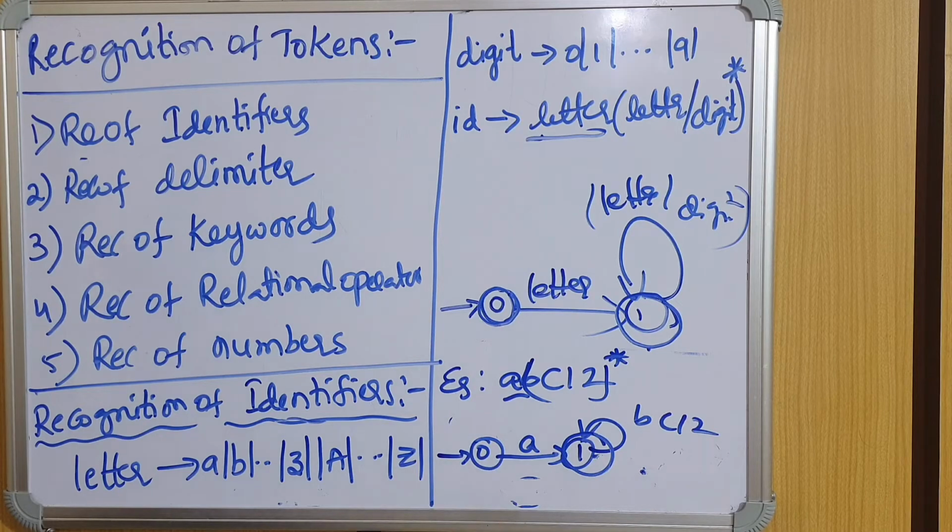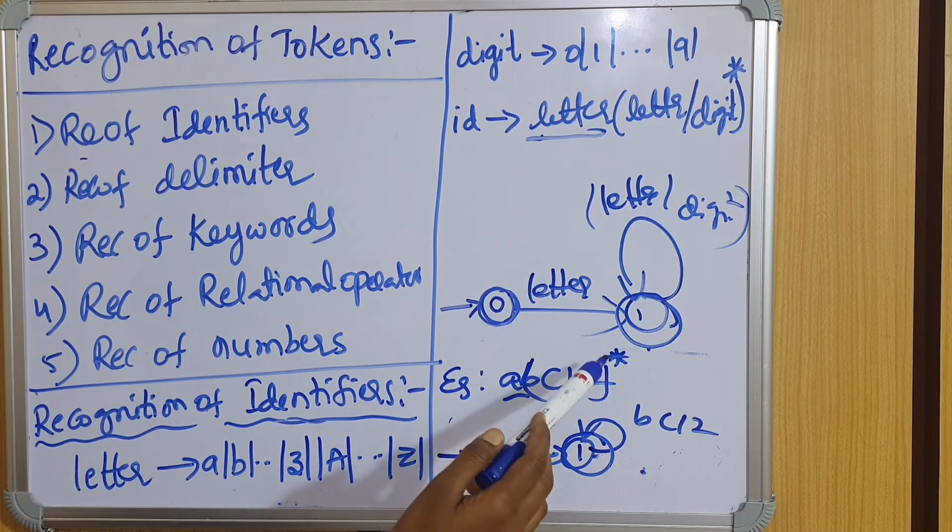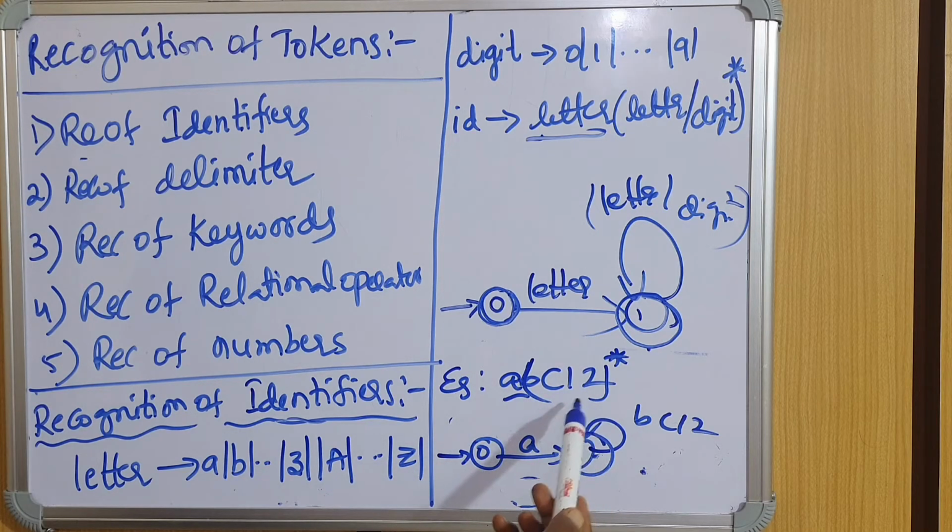This is the initial state. Okay, see the example A, then B, C, 1, 2 star. Then this is the 0 or more occurrences. First state, initial state, with A it will move to the next state, that is the final state, with B, C, 1, 2 star. Okay.